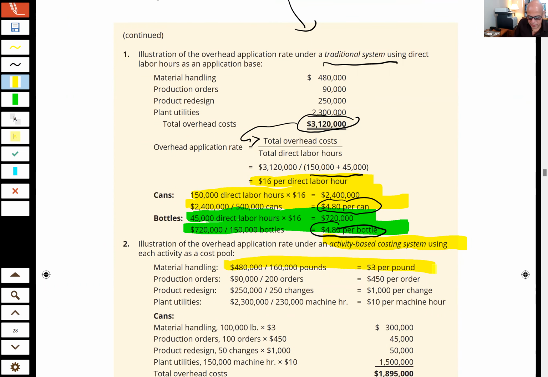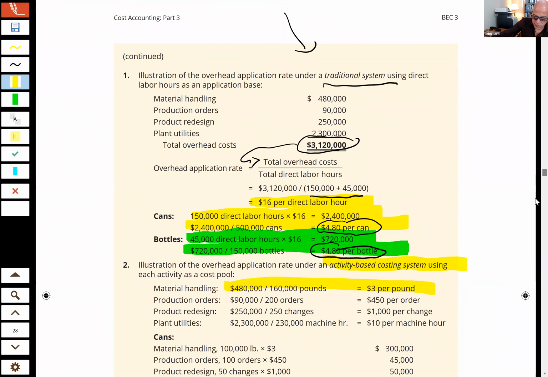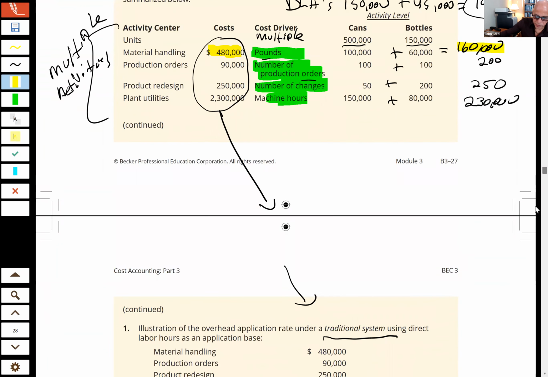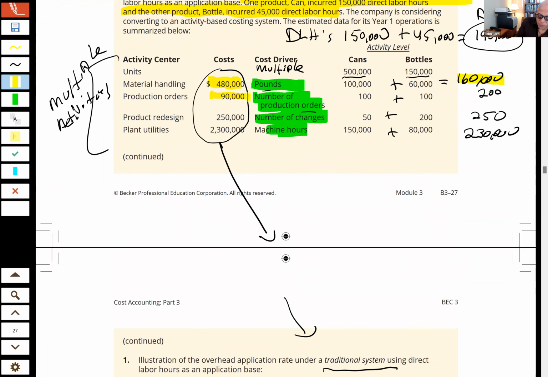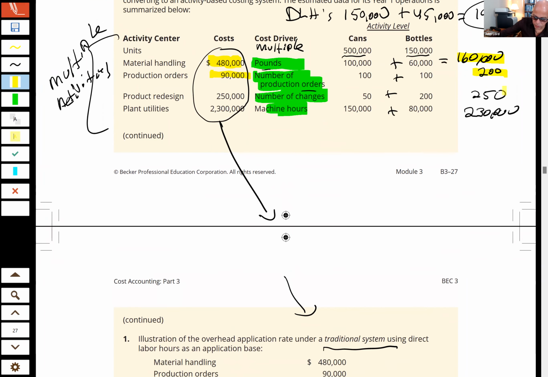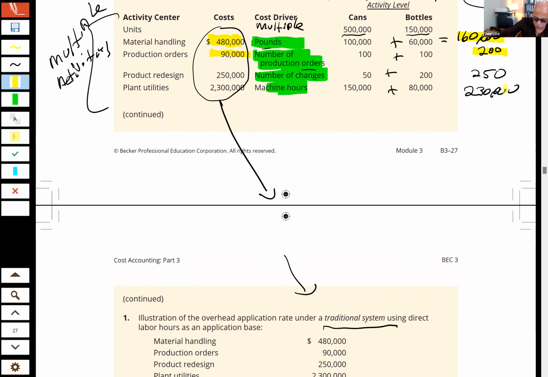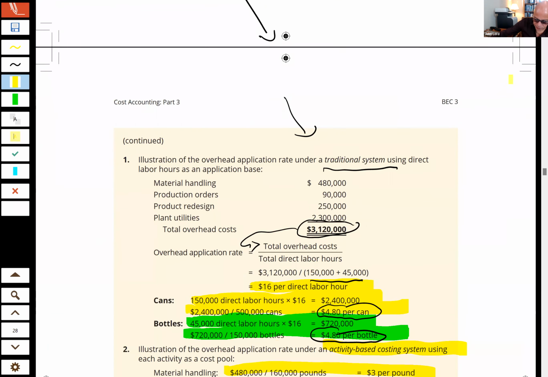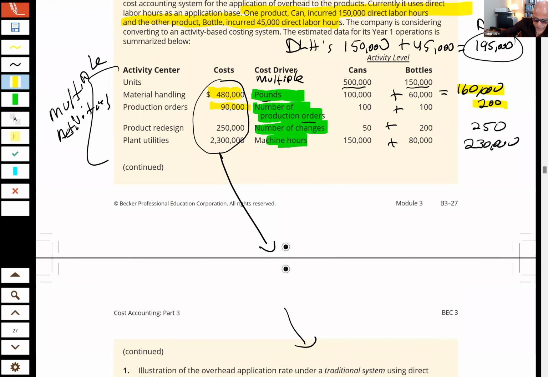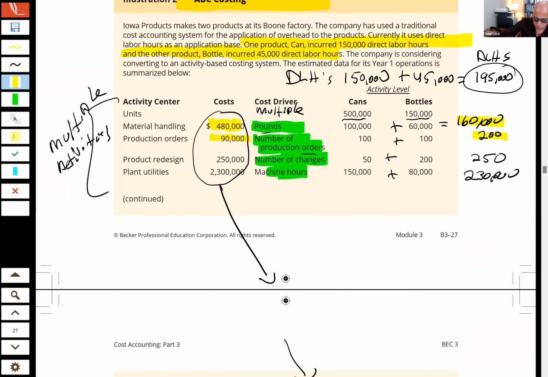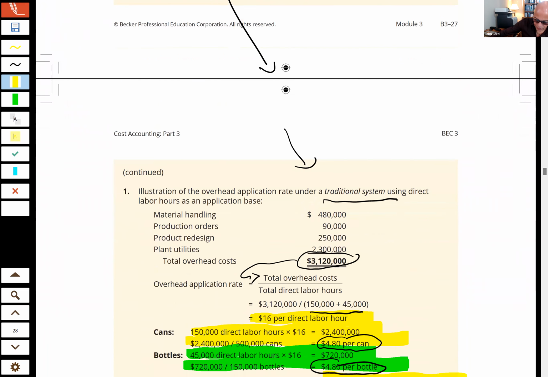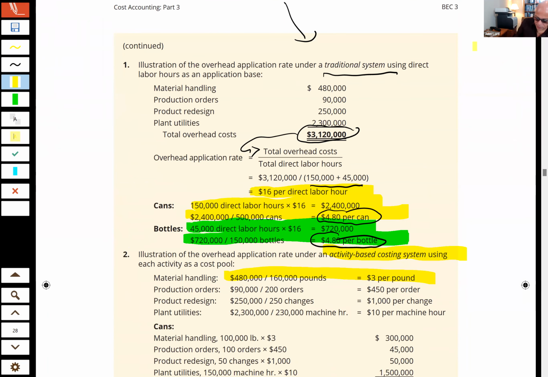materials handling. For orders, the cost was 90. You can kind of see it there, but I'm just going to be annoying and scroll back up to the original table. 90 divided by the 200 hours, or 200 production orders. And so that's not material handling, though. That's number of production orders. The 90,000, I divide the 90,000 by the 200 orders, 450.